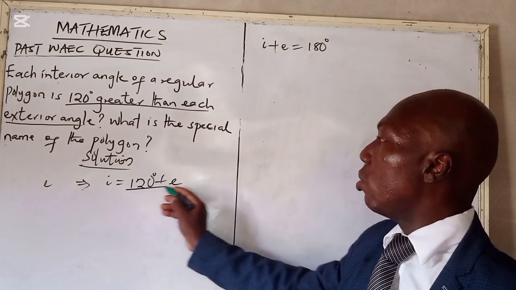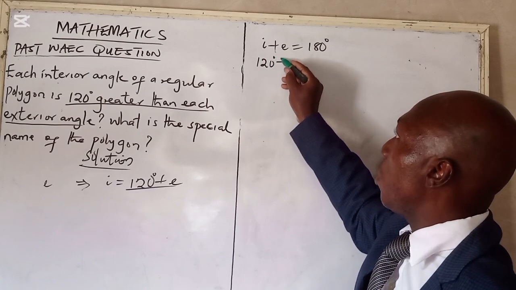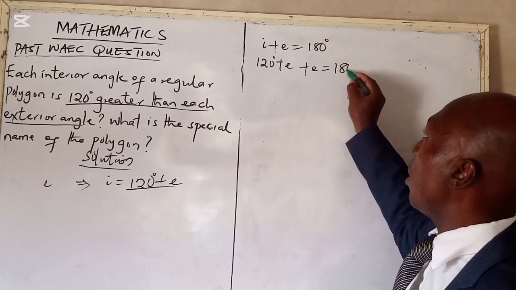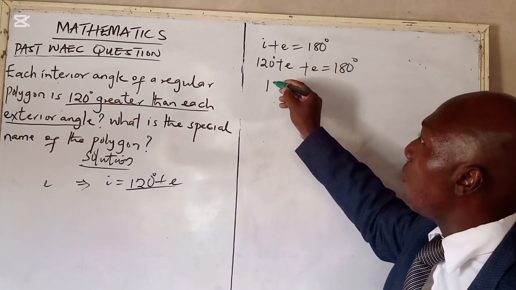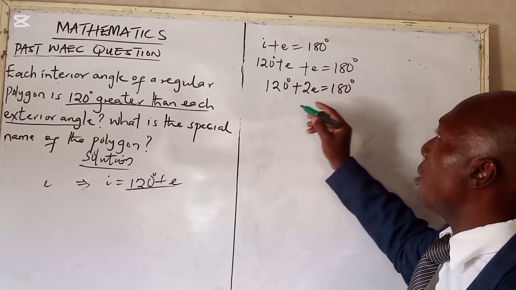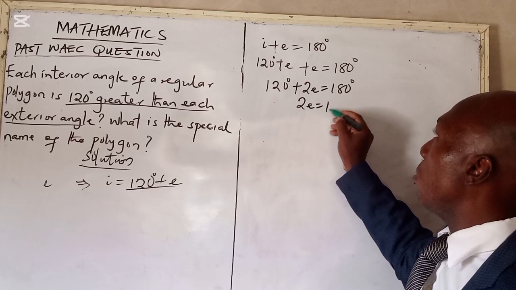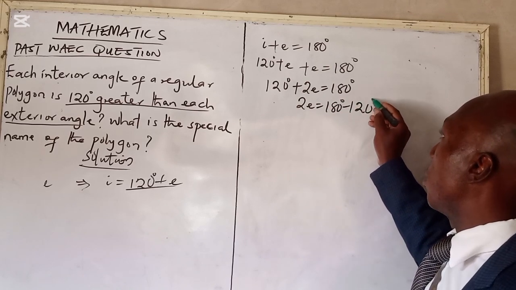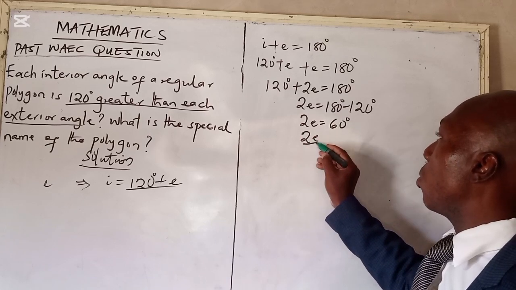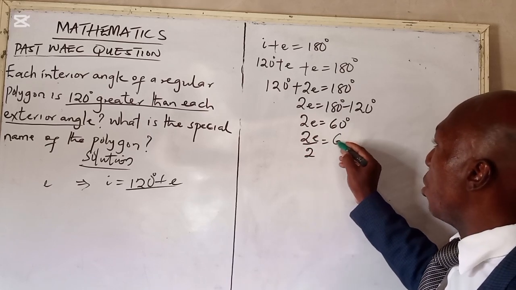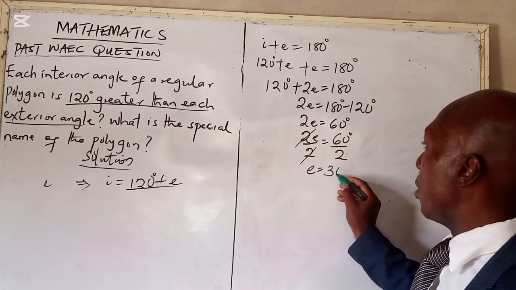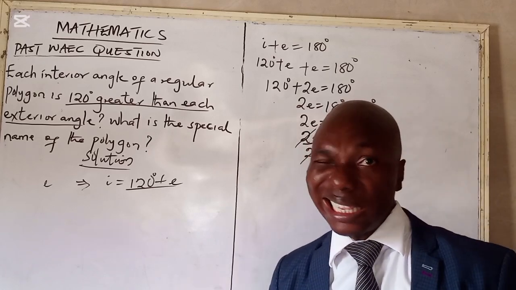So if our interior angle is 120 degrees plus E, and our exterior angle is E, then the addition will give you 180 degrees. When you add it up, we have 120 degrees, E plus E gives 2E, and that equals 180 degrees. So 2E will be 180 degrees minus 120, so 2E equals 60 degrees. Divide both sides by 2, so 2 cancels 2. E will be equal to 30 degrees. The exterior angle is 30 degrees.